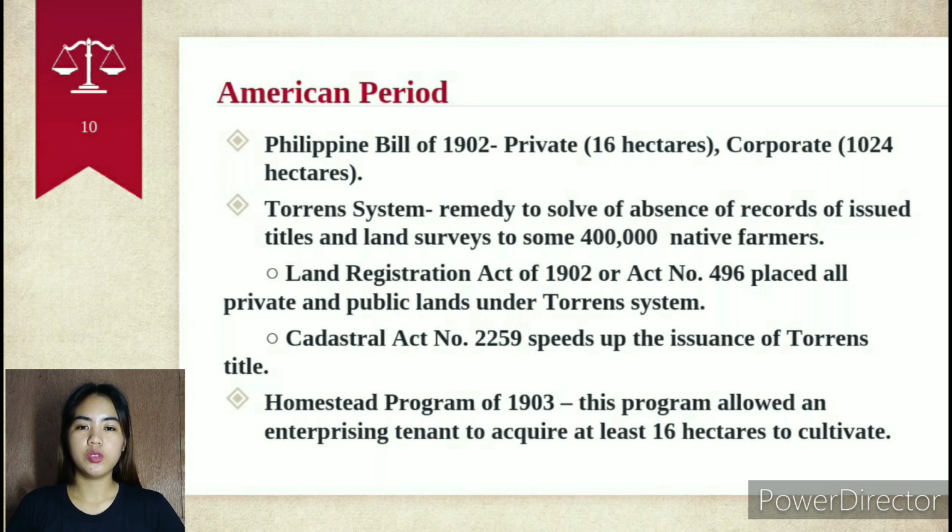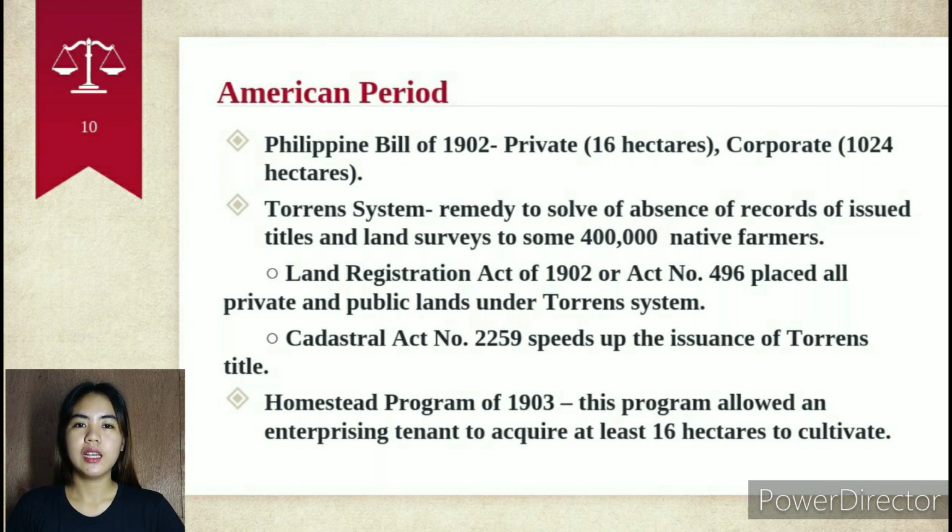They also introduced the Torrens system, or the remedy to solve the absence of records of issued titles and land surveys for some 400,000 native farmers. They implemented the Land Registration Act of 1902, or Act number 496, which placed all private and public lands under the Torrens system. We also have the Cadastral Act number 2259 that speeds up the issuance of Torrens titles.